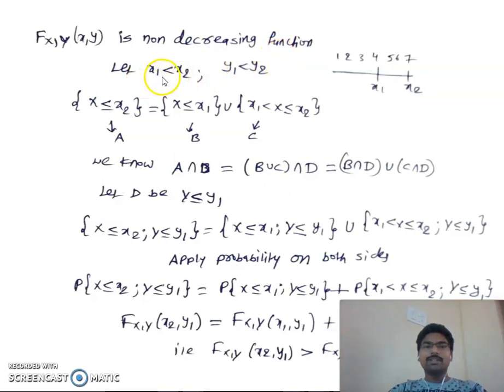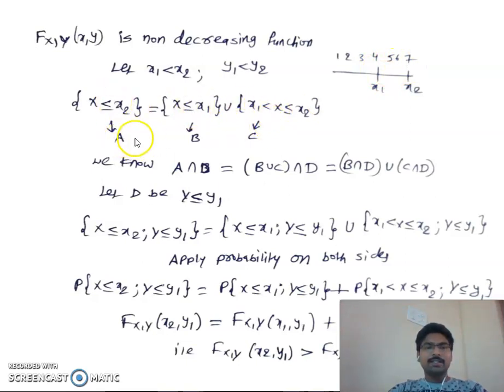For that, let us consider x1 less than x2 and y less than y2. X1 less than x2 means, let us consider x1 is equal to 4 and x2 is equal to 7. Suppose the set X less than or equal to x2 means it contains 1, 2, 3, 4, 5, 6, 7. This set is a union of X less than or equal to x1, that is 1, 2, 3, 4, and the set x1 less than X less than or equal to x2, which contains 5, 6, 7. That is the total set 7 is equal to 1, 2, 3, 4 union 5, 6, 7. That is the meaning here.